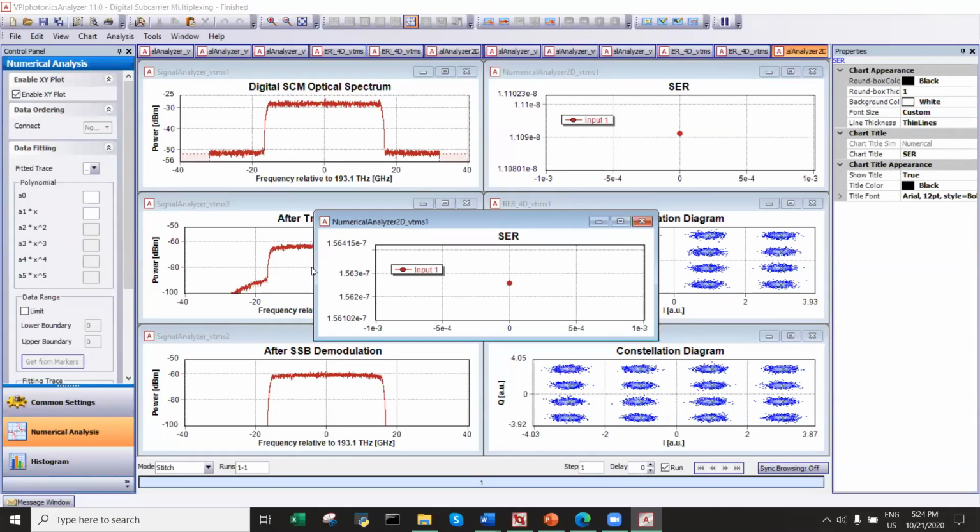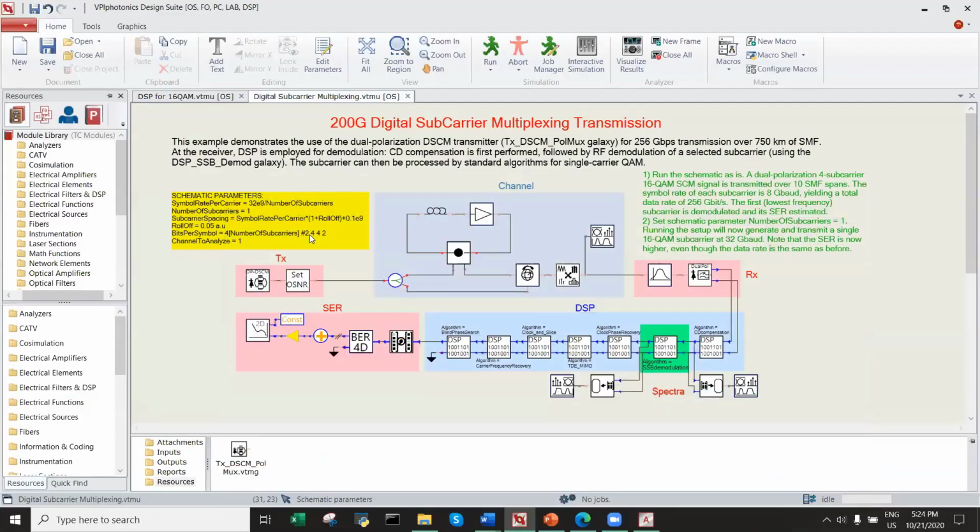Also note in this demo that you can change any modulation format level you want for each subcarrier. For example, you can use QPSK with 2, 16 QAM with 4. And you can do the same process with bit loading to maximize transmission performance.